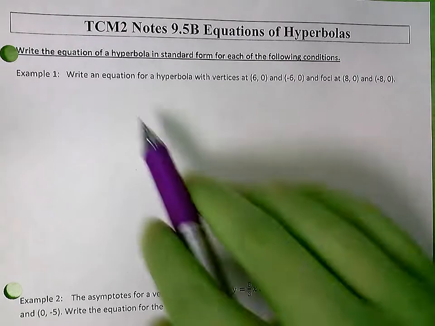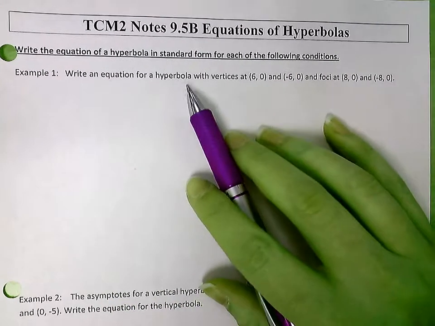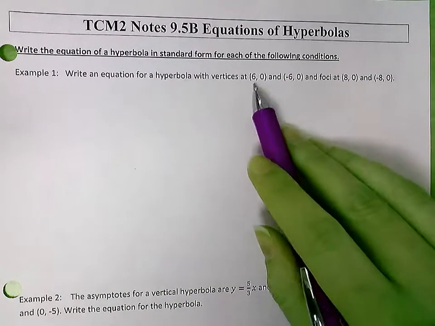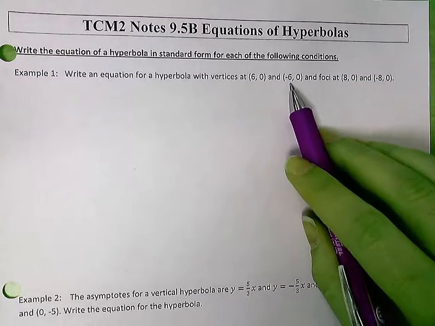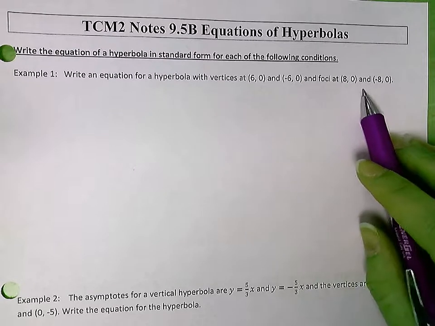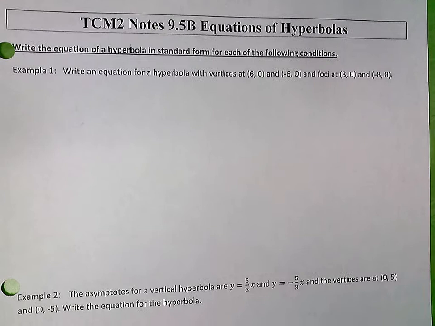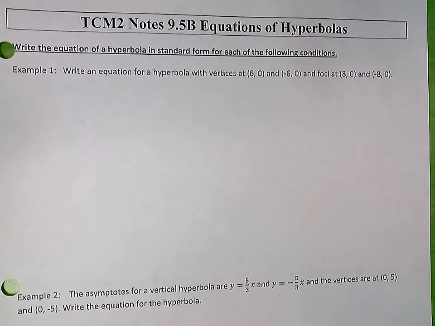So, example 1, we want to write an equation for a hyperbola with vertices at (6, 0), (-6, 0), and foci points at (8, 0) and (-8, 0). Okay, so first thing I want to do is see if this is vertical or horizontal.